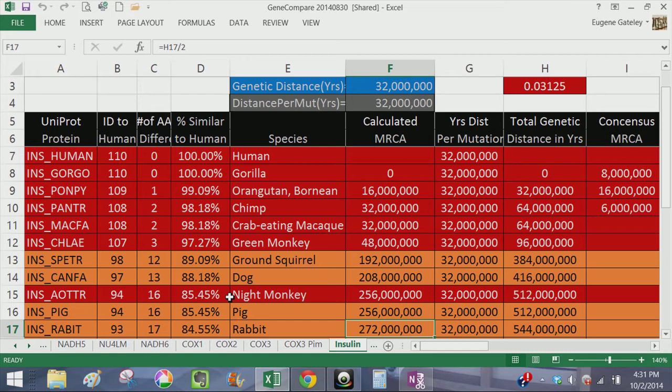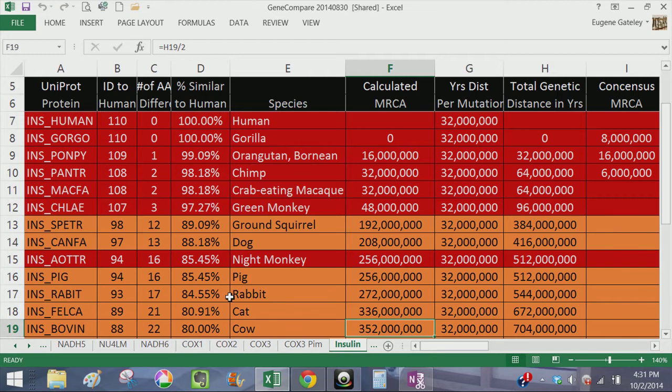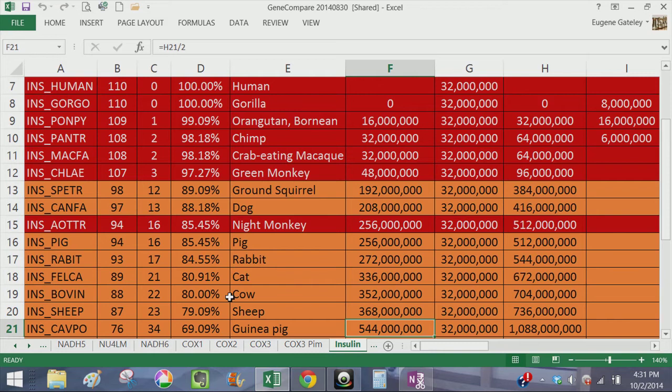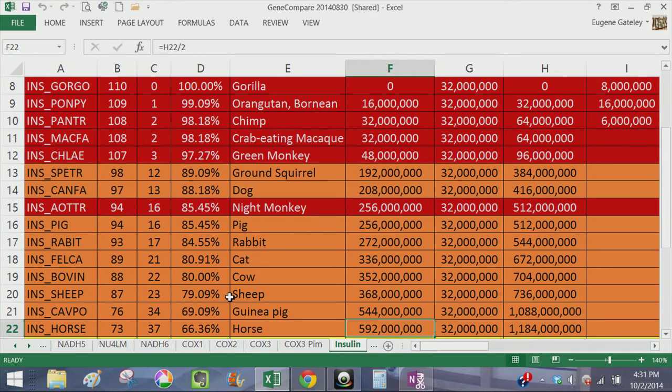All right, next down, rabbit at 17 differences, cat at 21 differences, cow at 22 differences, sheep at 23 differences. And then as you calculate most recent common ancestor based on the time frame, we start getting guinea pig. Common ancestry between human and guinea pig would be 544 million years. Yeah, well, that's not right.